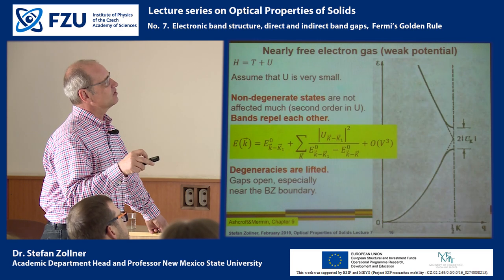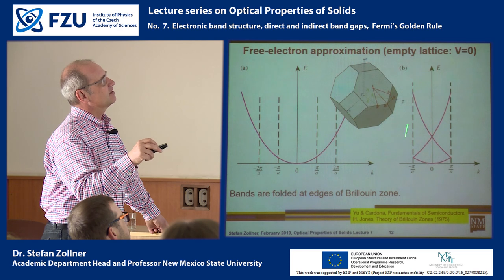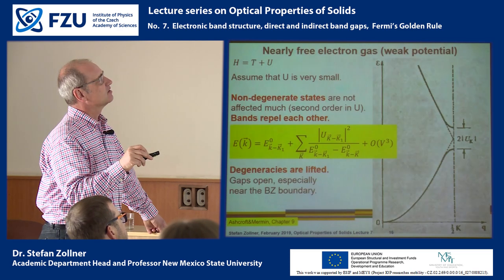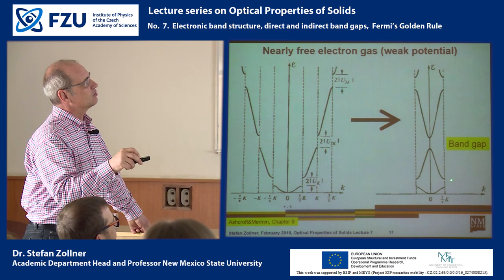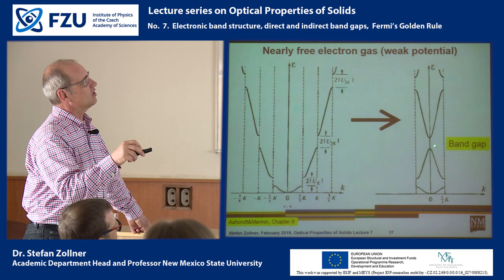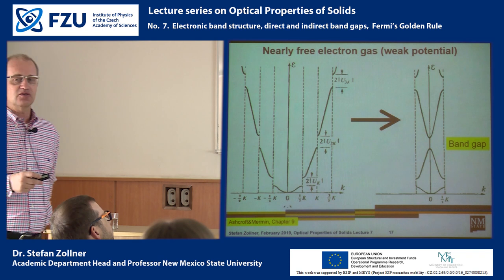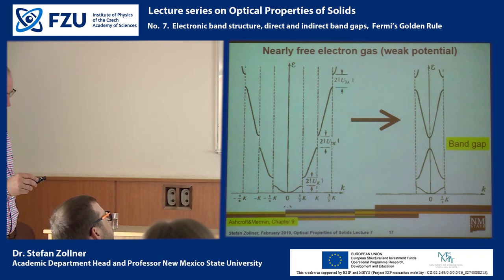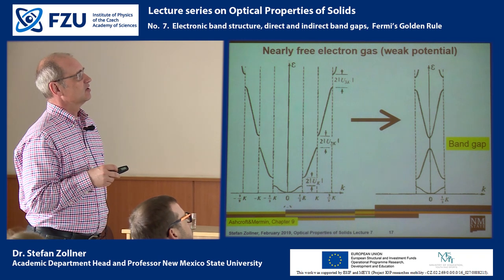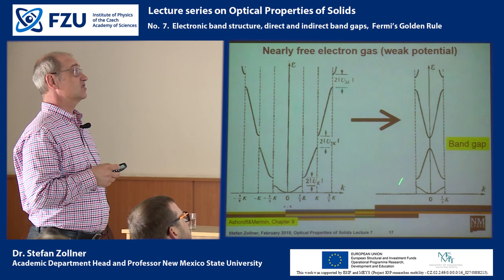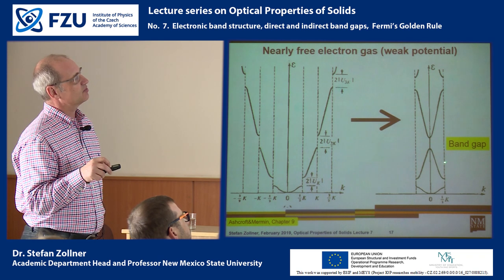So now instead of having this type of a band structure, the band structure now looks like this, where we have the gaps at the Brillouin zone. We also have the gaps that were opened in the center of the Brillouin zone that came from the weak potential. So there's a number of things that a potential does. The first one is it lifts degeneracies and opens gaps.